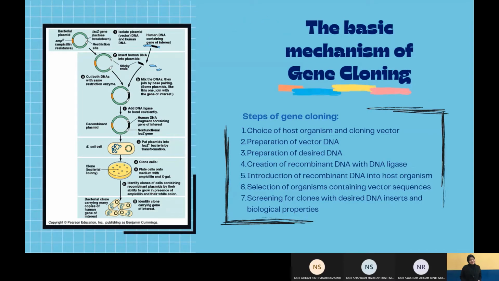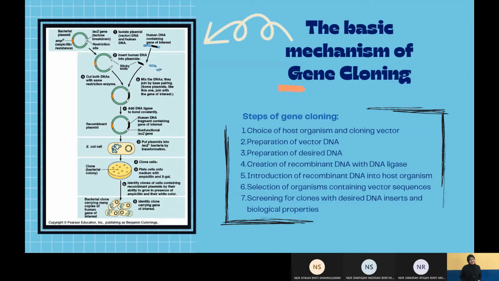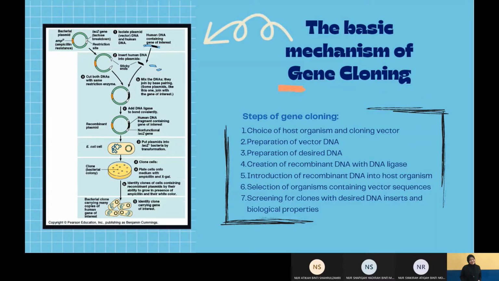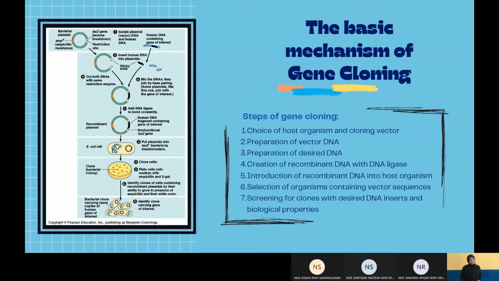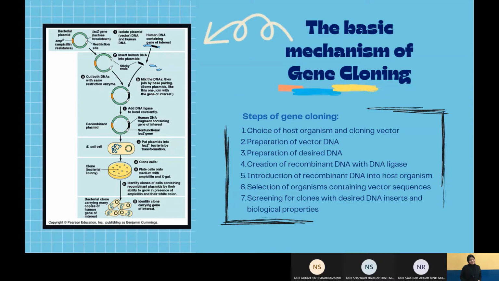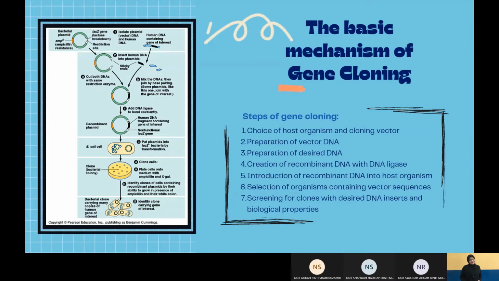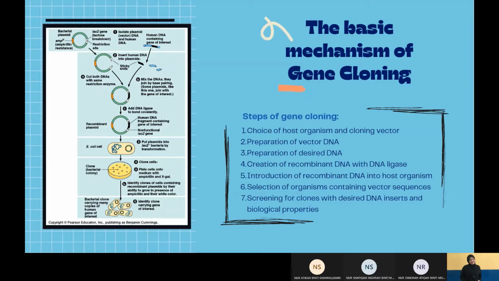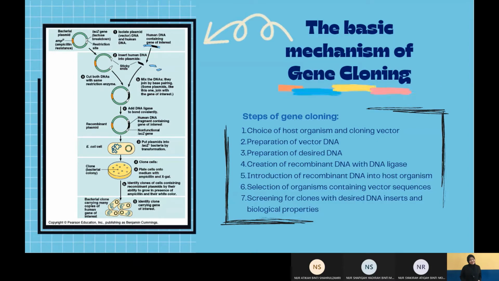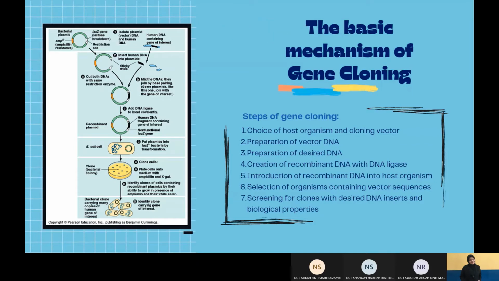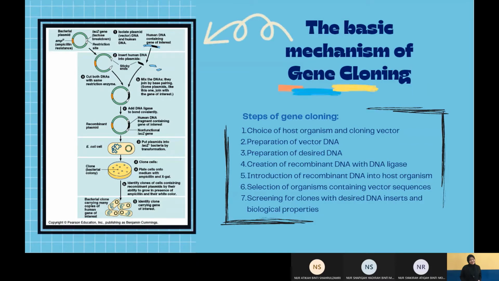Next is the creation of recombinant DNA with DNA ligase. Both of the DNA components will be mixed and joined by base pairing. Then, DNA ligase will be added to bind them together covalently, forming the recombinant DNA. The gene of interest fragment will be bound into the plasmid vector with the non-functional LAC-Z gene.